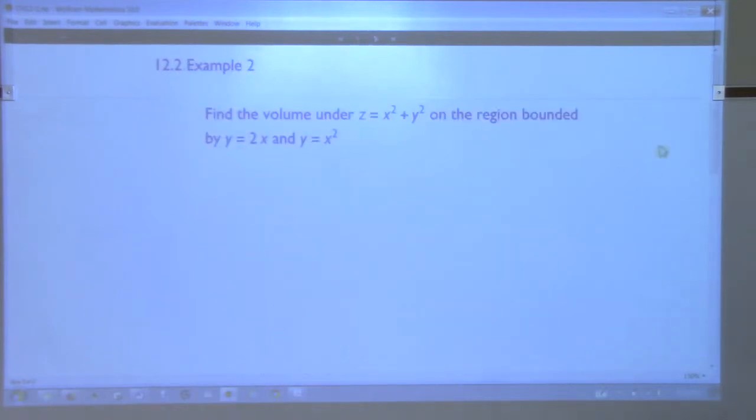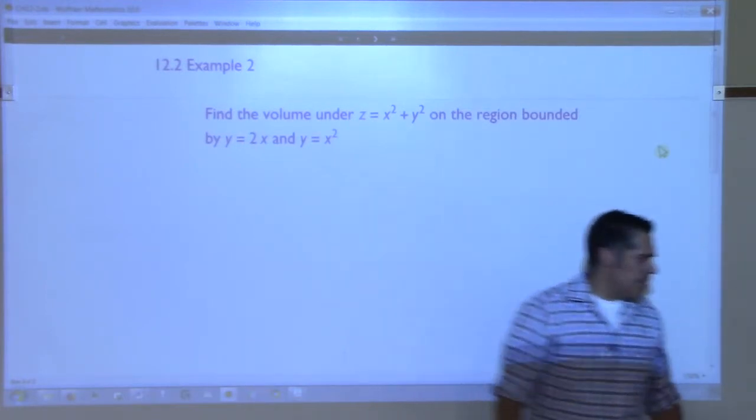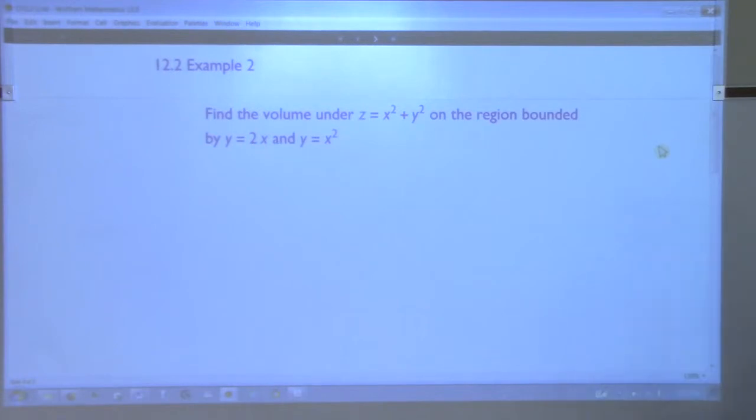Let's just look at this example. We won't work it all out. Let's at least just set up the double integral, all right? Volume underneath z equals x squared plus y squared. So this is our surface.